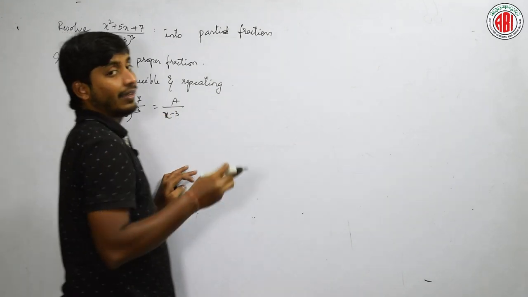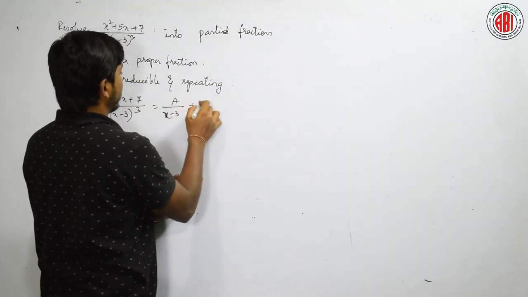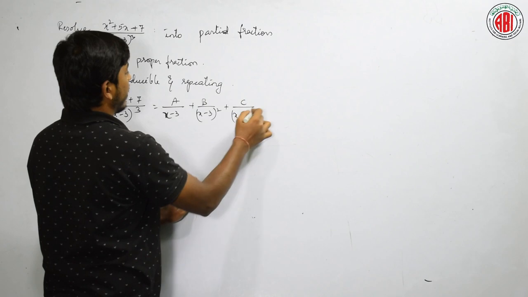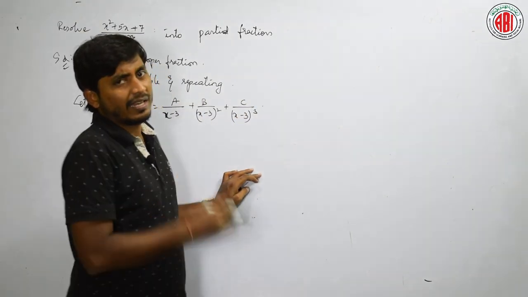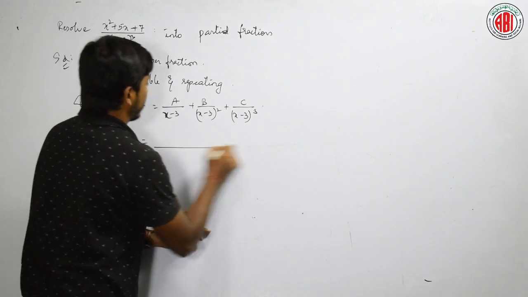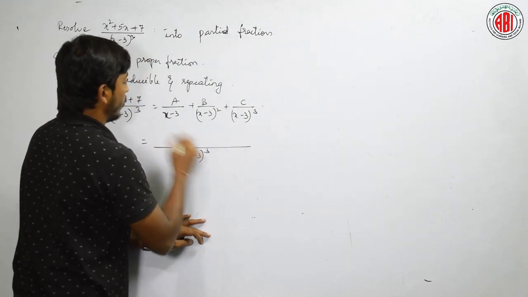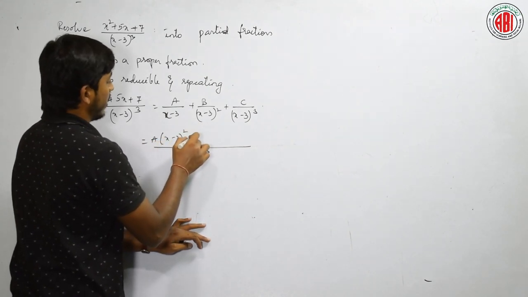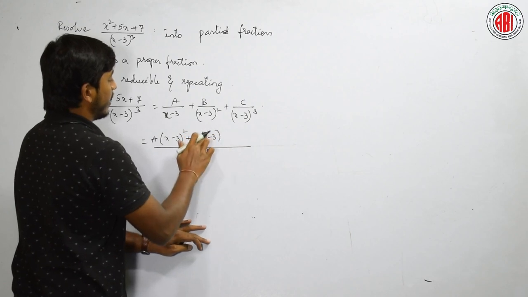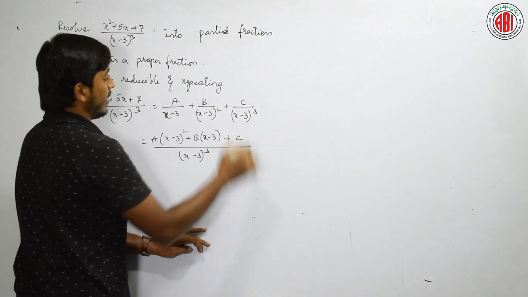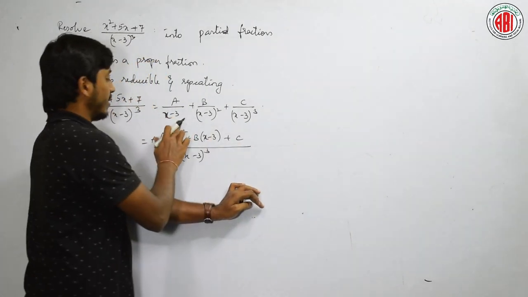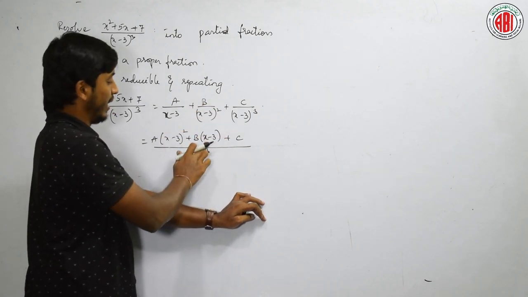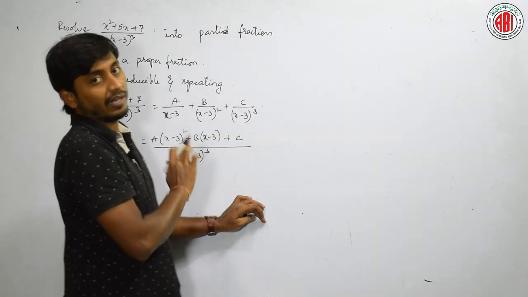How many times is it repeating? 3 times. So, we will write it as a by x minus 3, b by x minus 3 whole square, c by x minus 3 whole cube. Okay, let us simplify now. What do I get? LCM is x minus 3 whole cube, in the numerator a into x minus 3 whole square, b into x minus 3, plus c. Because there is a single term, we wrote double term in square term. Here, in the denominator, we have a square term, we will multiply one more. Here, there is already a cube term, we will write directly c.